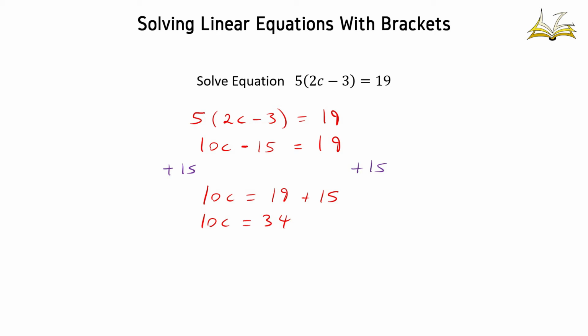So we know that 10c is equal to 34. We want to get c on its own, so we will now divide both sides by 10. This leaves us with c being equal to 34 divided by 10. And 34 divided by 10 is 3.4. So c is equal to 3.4.